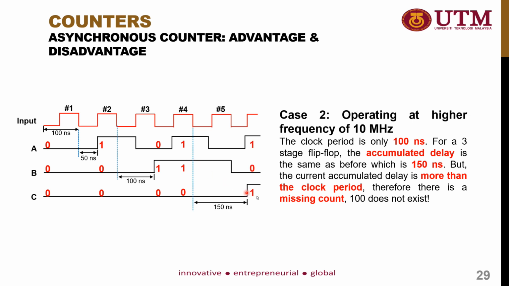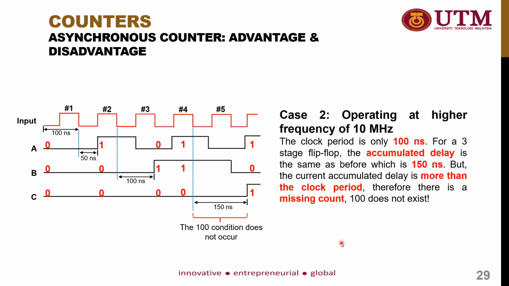But at the next count, it is directly counting to 101. So where is 100? The next count after 011 should be 100, but right now, the 100 is missing from the count. So the 100 condition does not occur in this asynchronous counter if we set the operating frequency to 10 megahertz.